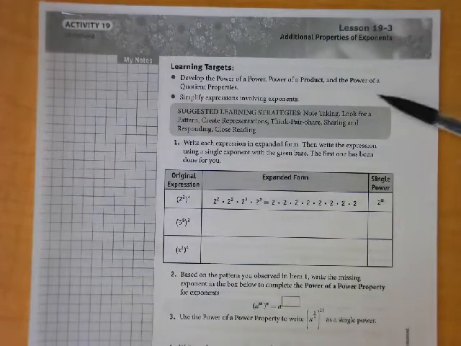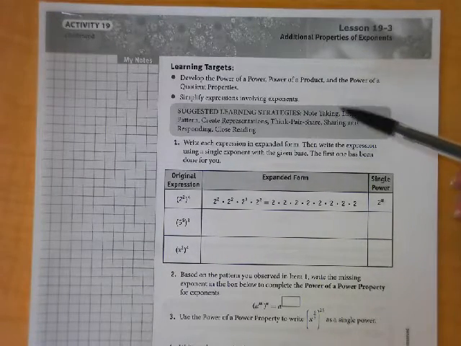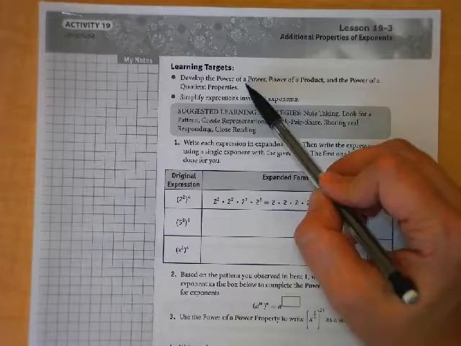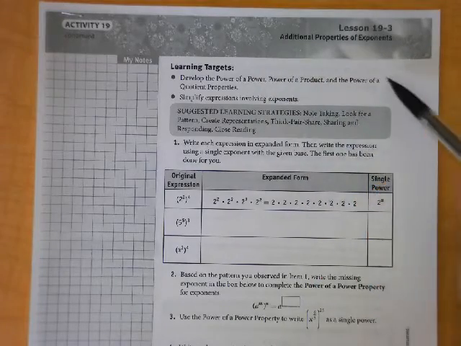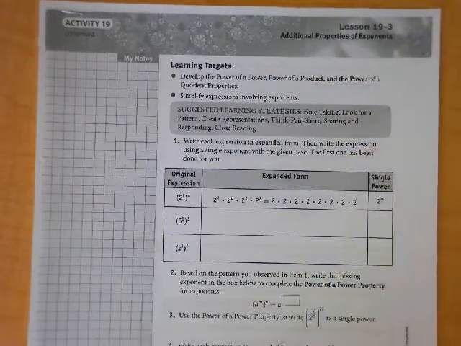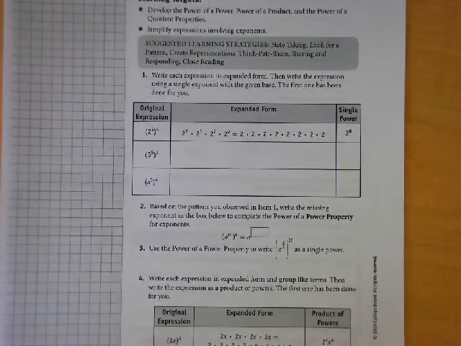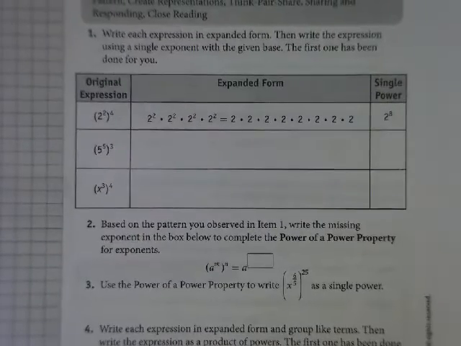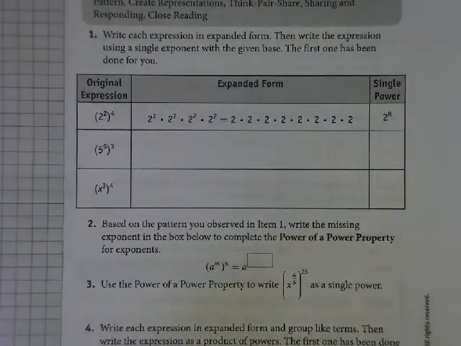We are going to continue to talk about exponent rules, but now we're going to talk about a power to a power, power to a product, and power to a quotient. So this is not super difficult. There are video notes for a full D tonight as well.